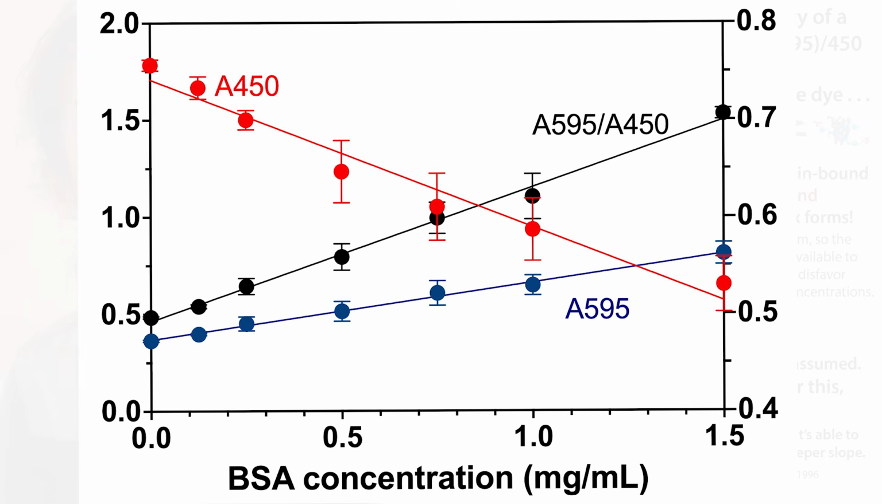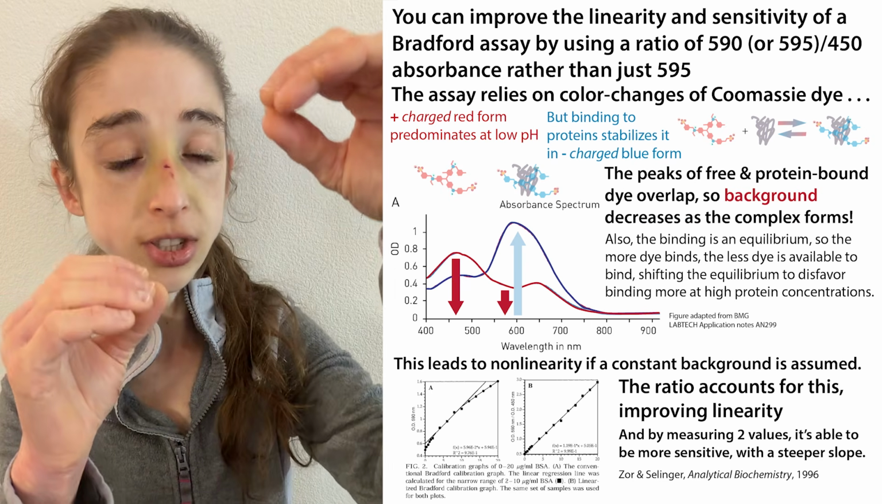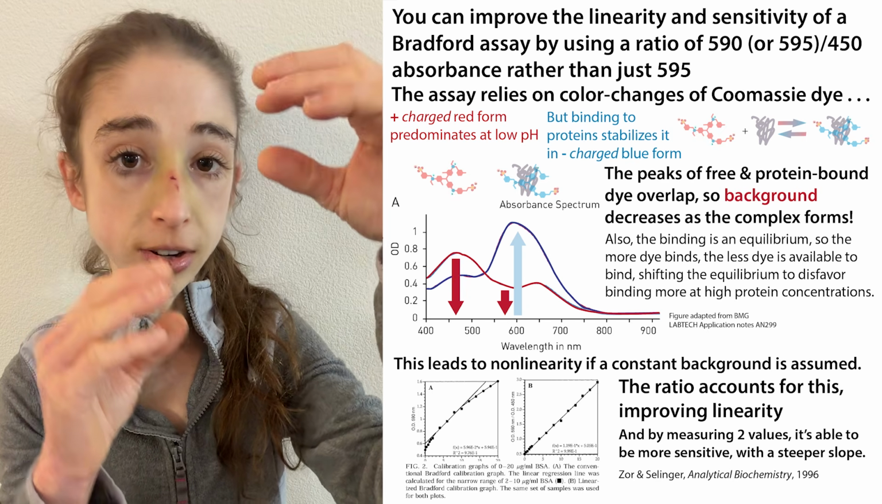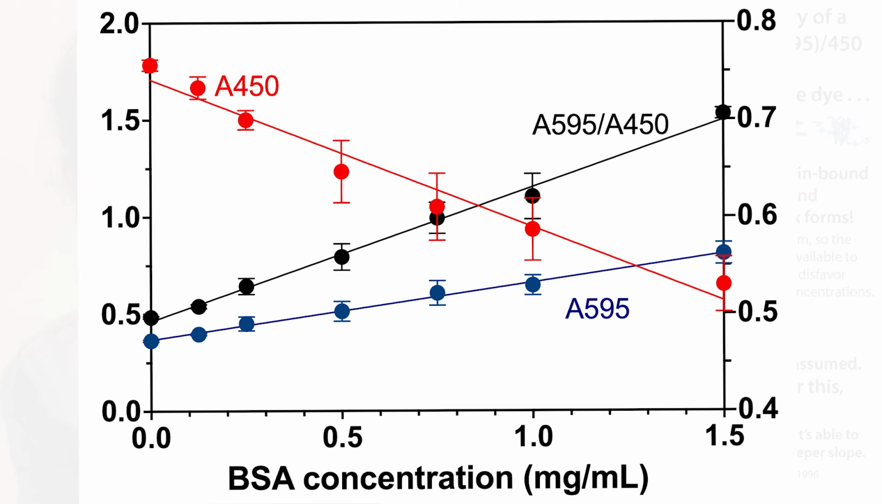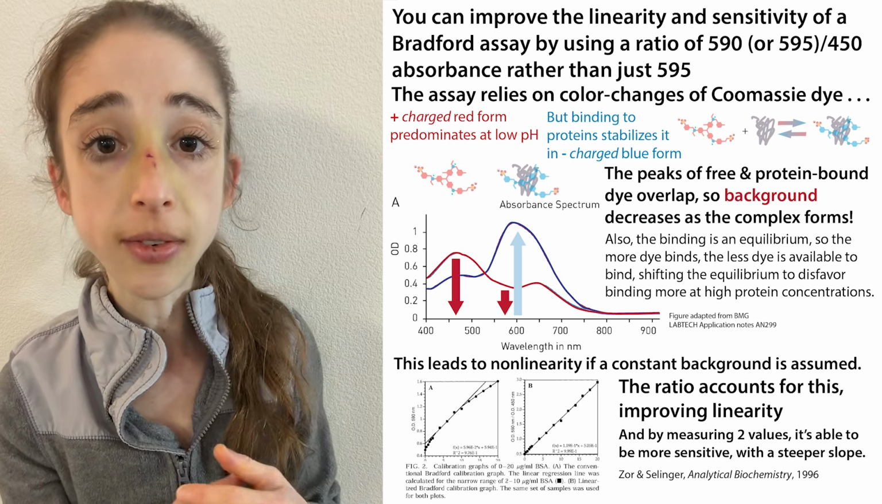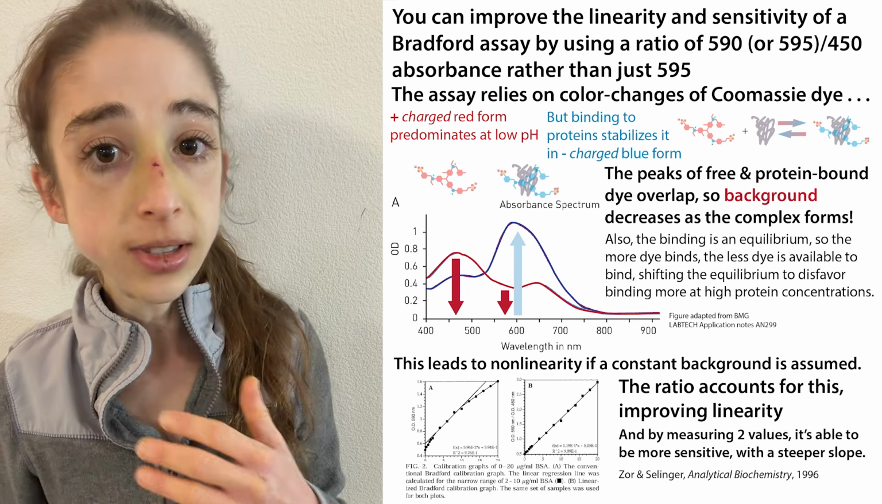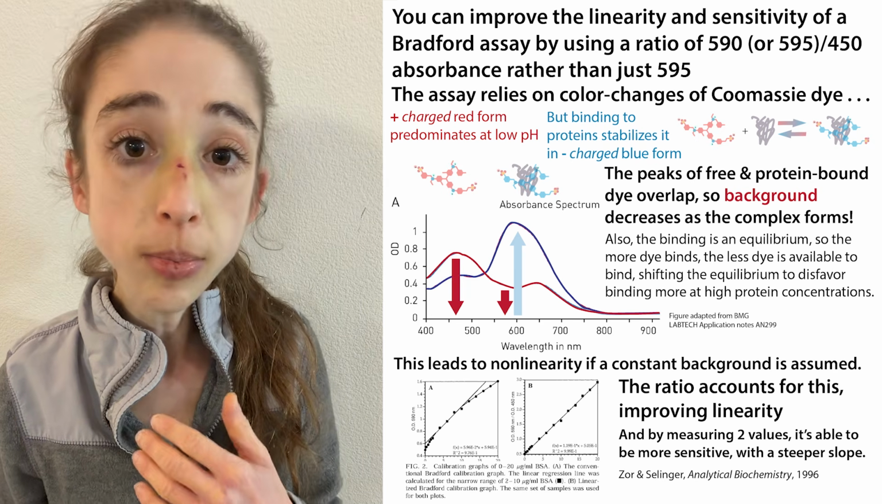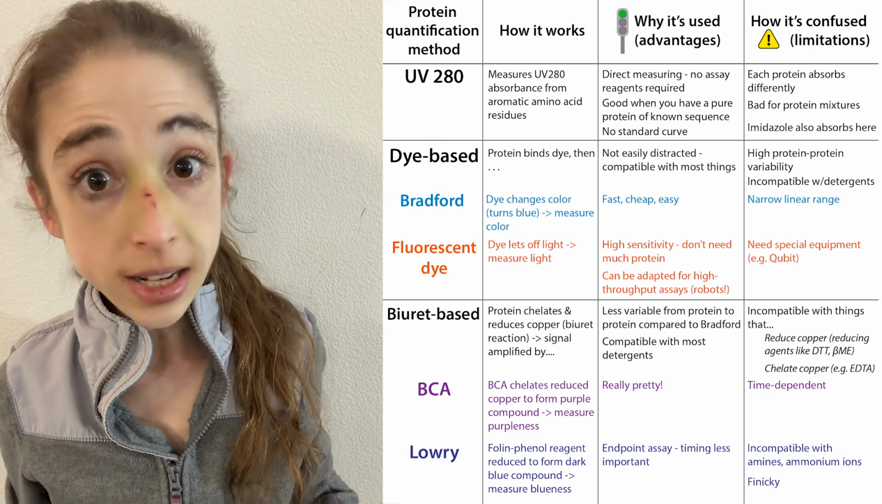You're able to increase your sensitivity. Because you're measuring these two different values, but they're connected, you get a steeper curve, and it's going to then have better sensitivity, and you have a larger range in the linear region. So taking that ratio is going to help improve your Bradford assay, but you still are kind of limited in your range.